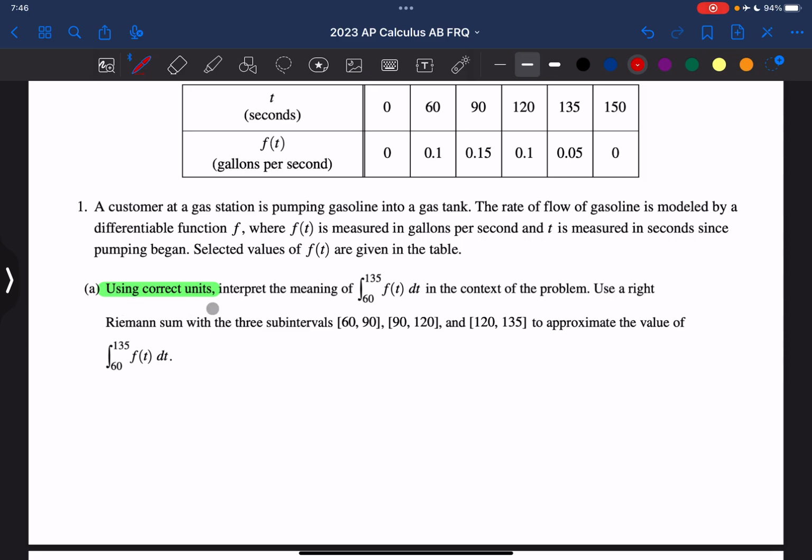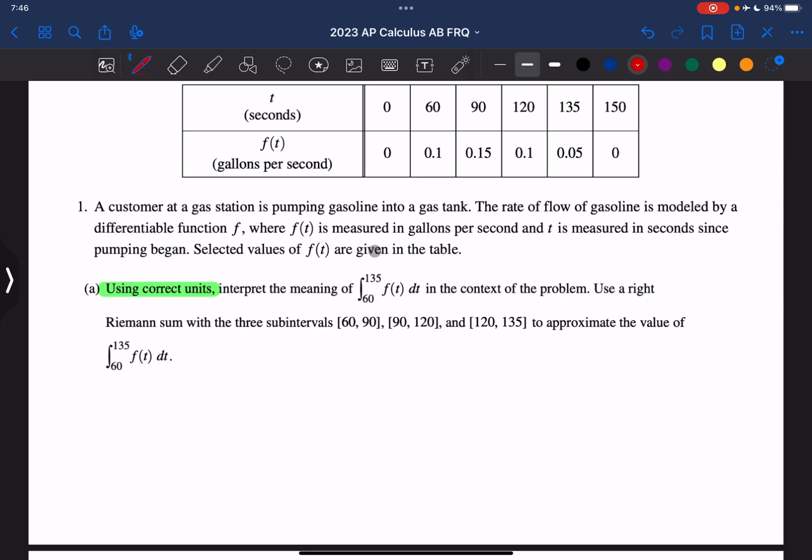So hopefully I'll remember that. We want to interpret the meaning of the integral from 60 to 135 of f of t in the context of the problem, and then use a right Riemann sum with 3 subintervals to approximate the value of this. All right. So what I'm going to do is I'm actually going to find this value first, and then I'm going to write the interpretation of it.